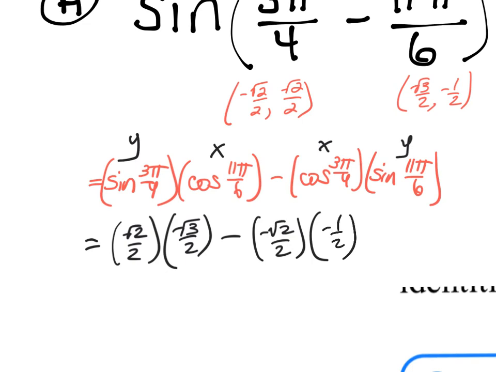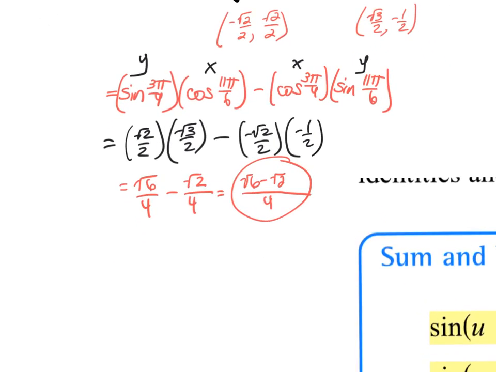All right, now we just go back to algebra. What's root 2 times root 3? You get square root of 6, and 2 times 2 is 4. Minus, what is negative root 2 times negative 1? Positive root 2 over 2 times 2 is 4. I'm going to rewrite over one denominator and always simplify if you can. This becomes root 6 minus root 2 over 4. You cannot simplify that anymore, guys. The square root of 6 is not the number 6. The square root of 2 is not the number 2. So it just stays like that. Questions?